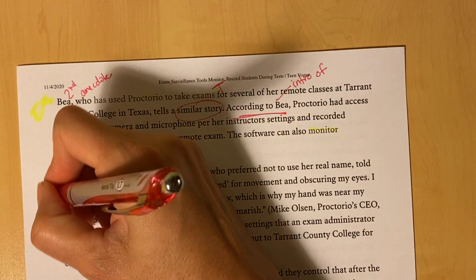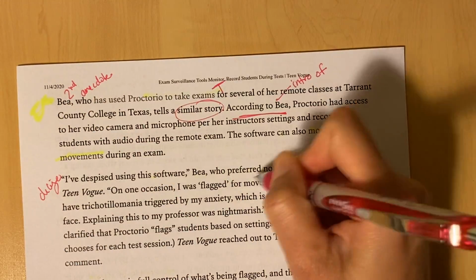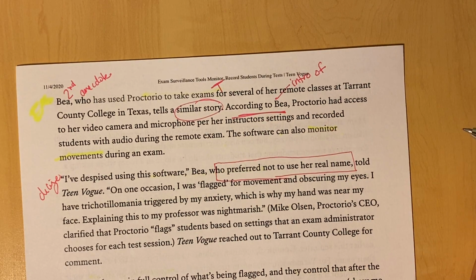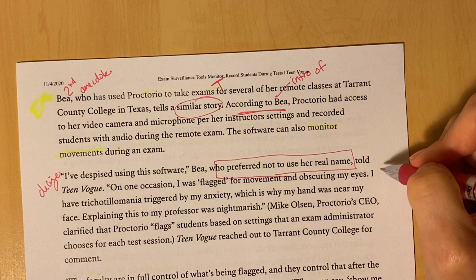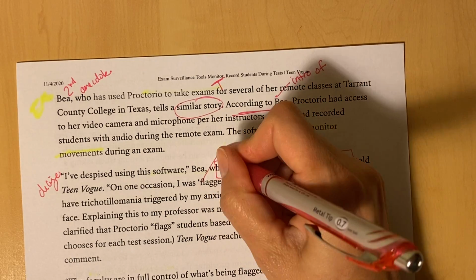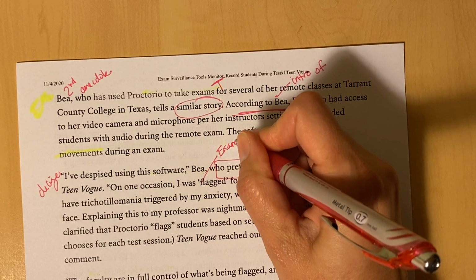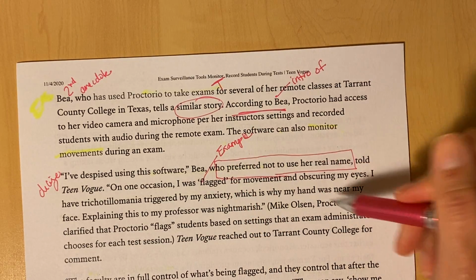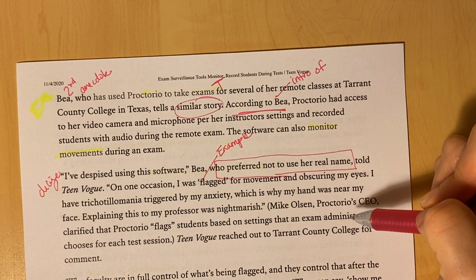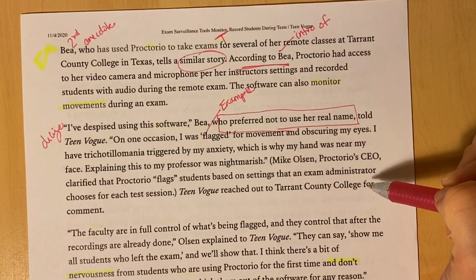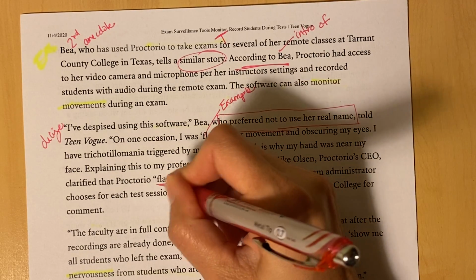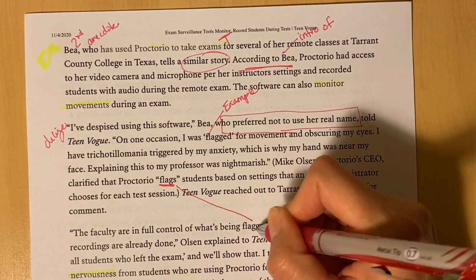I've despised, right? We have dialogue again. Not to use her real name, right? Which is totally fine and something that you might want to think about as we're writing about our communities and people that we know. On one occasion, I was flagged, so I have a concrete example, right? Because she has an eye problem, an eye issue that she had to deal with. But then, see this idea of flagging? They have this idea of flagging here, and then they transition to the next paragraph.